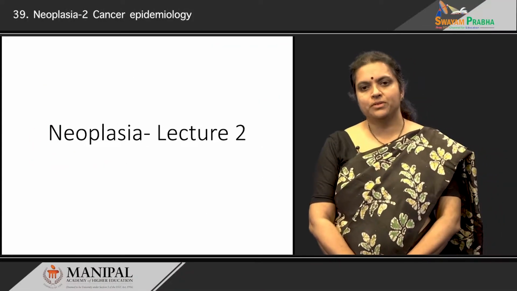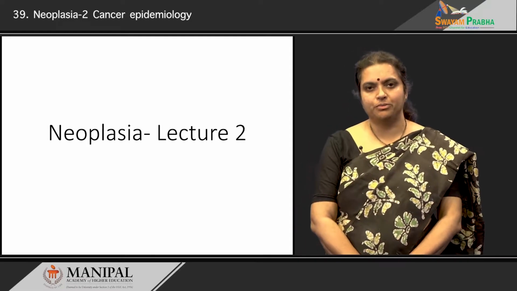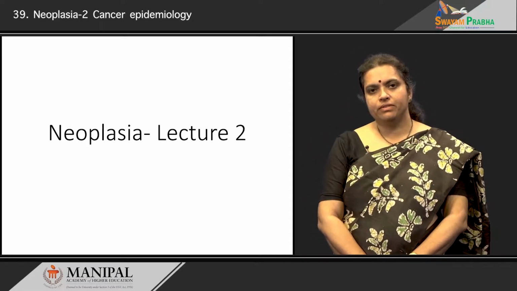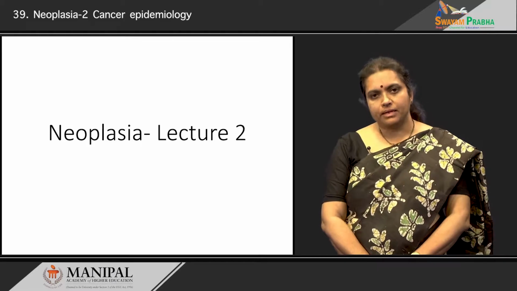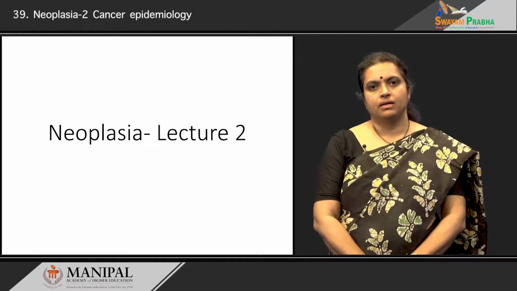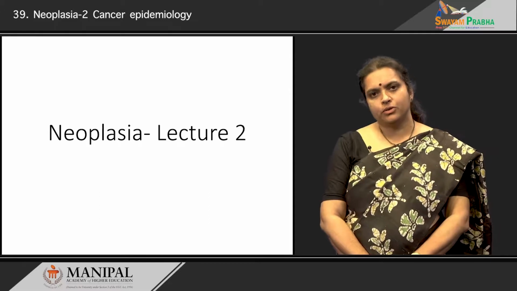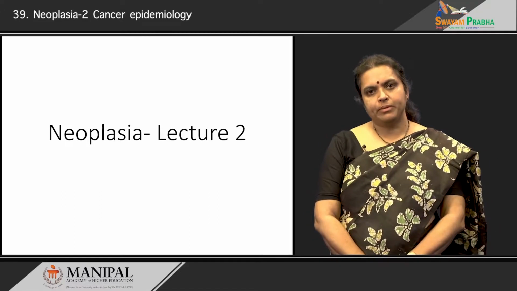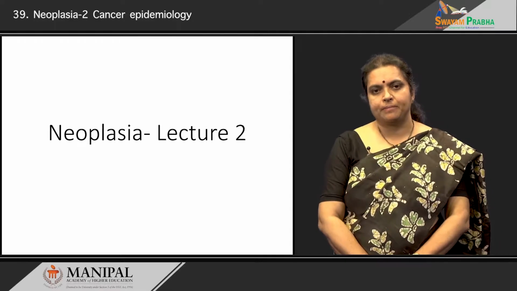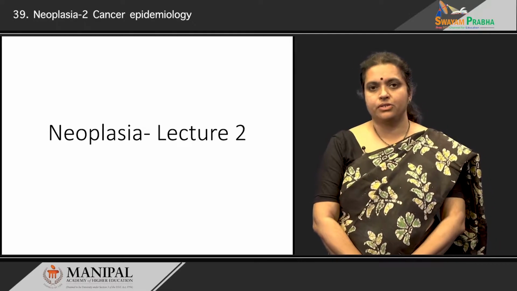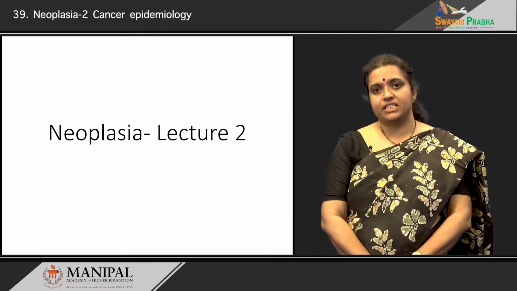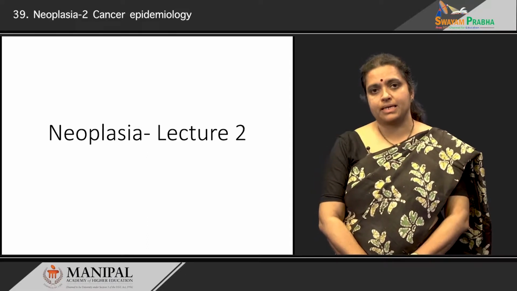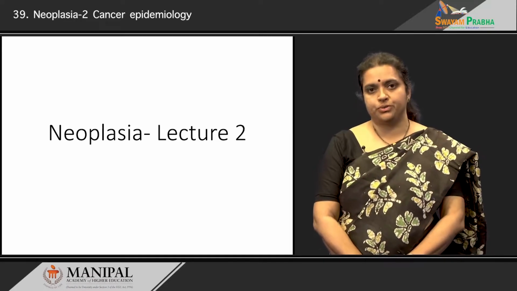Hello and welcome to this lecture on neoplasia. In today's lecture, we will talk about cancer epidemiology, which means the study of cancer in populations, as well as a little bit about carcinogenesis, mainly chemical and radiation carcinogenesis. What is carcinogenesis? Carcinogenesis is the way cancer develops, the genesis of cancer when it occurs due to certain substances such as chemicals and due to exposure to radiation.